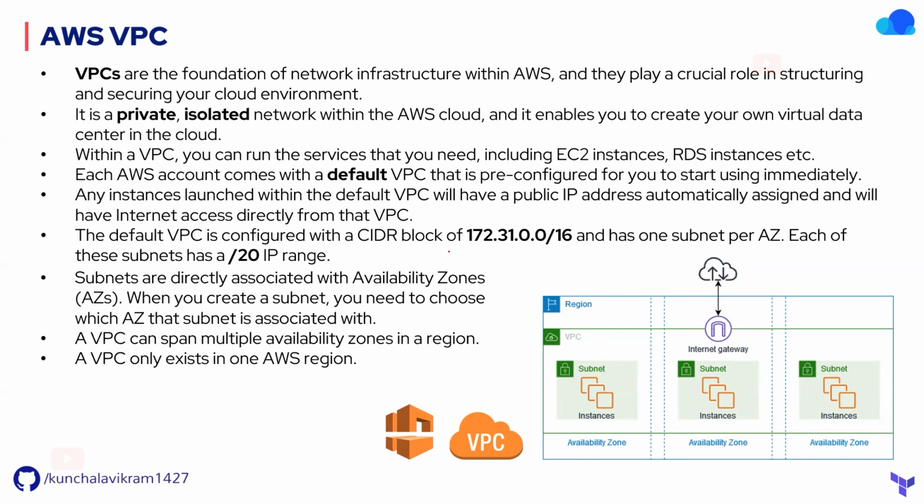And every AWS account comes with a default VPC. If you don't mention any VPC when launching instances, all the instances will be launched in the default VPC, and automatically all the instances get a public IP address. That's the reason why we are able to SSH into these instances, because they have a public IP address. And they'll also have access to the internet from that VPC.